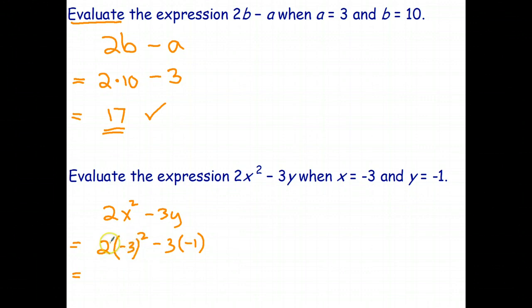We square before we multiply. Negative 3 times negative 3 is 9. 9 times 2 is 18. And I'm going to change subtract to add the negative, so I get plus negative 3 times negative 1. Well, a negative times a negative is a positive, so that's positive 3. And the answer is 21. So when I substitute x equals negative 3 and y equals negative 1 into the expression and evaluate, I get the answer 21. I'll give that a tick.